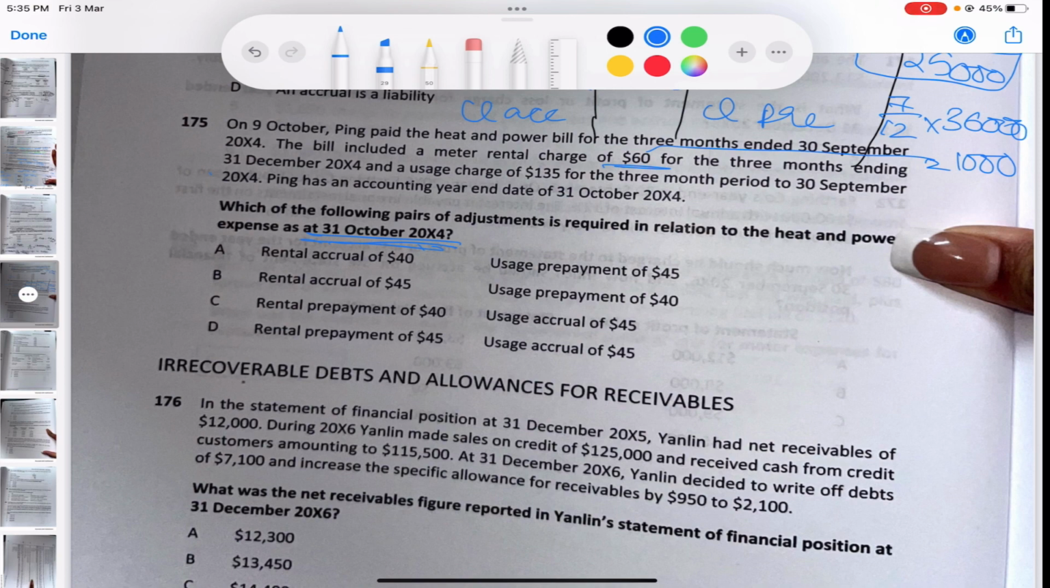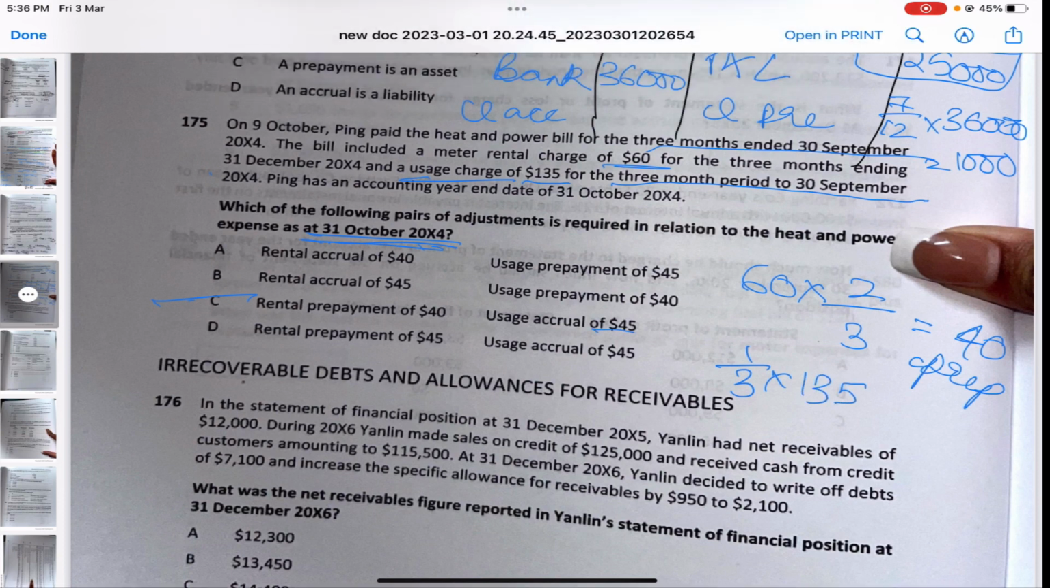Right, in 175. So 60 into 2 by 3 will give me 40. So 40 rent has been prepaid. Where is it? Rental prepayment of 40. My answer is C, but we'll still discuss the next part, even though we found the answer. Usage charge of 135 for 3-month period ending September. So October, 1 entire month payment is accrual. They haven't paid it yet. So 1 by 3 into 135 will give you 45 accrual. My answer is C.